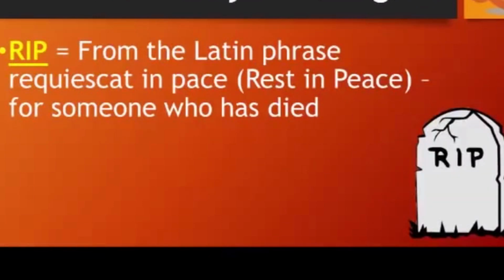RIP. That's from a Latin phrase which means rest in peace. We use it for someone who has died.